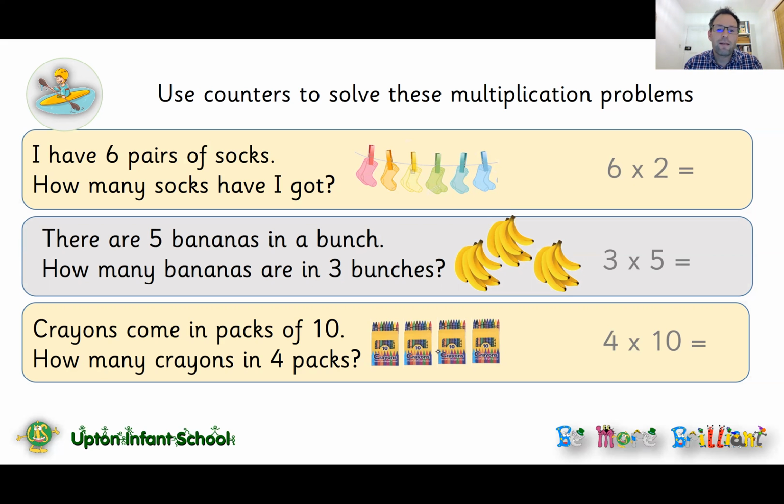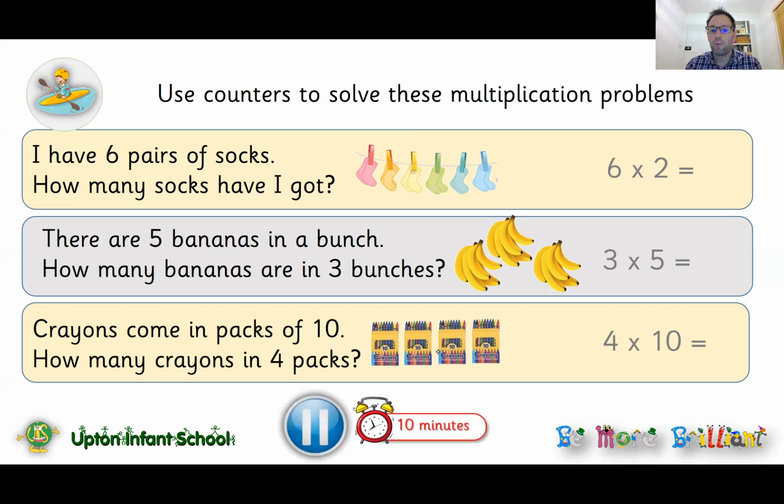The next one, there are 5 bananas in a bunch. How many bananas are in 3 bunches? That's 3 lots of 5. Crayons come in packs of 10. How many crayons in 4 packs? That's 4 lots of 10. Use your counters, your pasta, to solve these problems and write down the answers. Pause the video if you'd like to do that, which should take you no more than 10 minutes. Good luck.